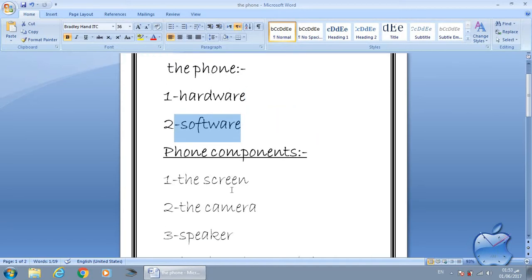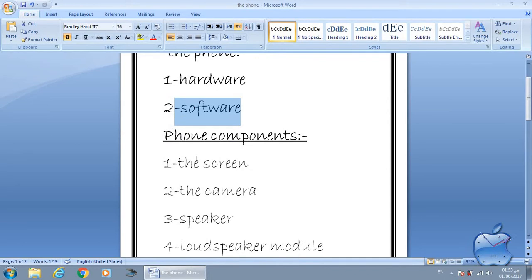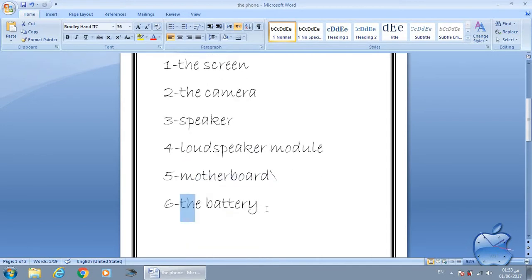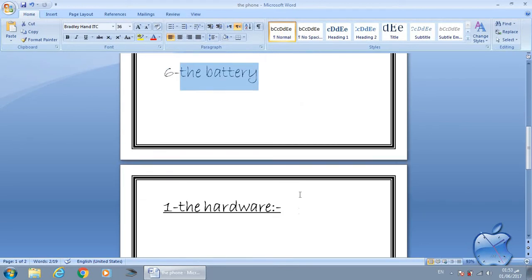But before we get started, we should actually know what the phone components are. So we have the screen, the camera, the speaker, the loudspeaker module, the motherboard, the battery. These are the normal phone components that we see every day.